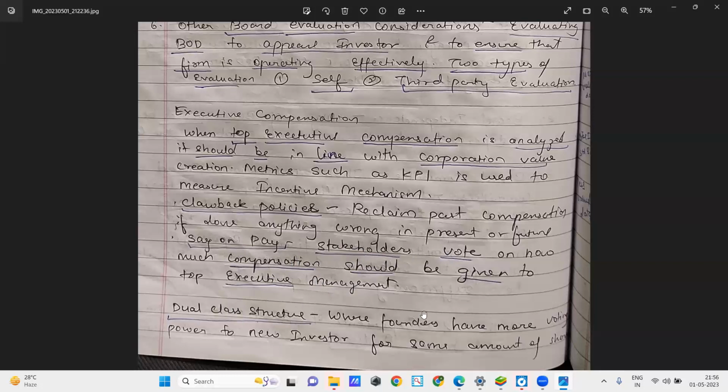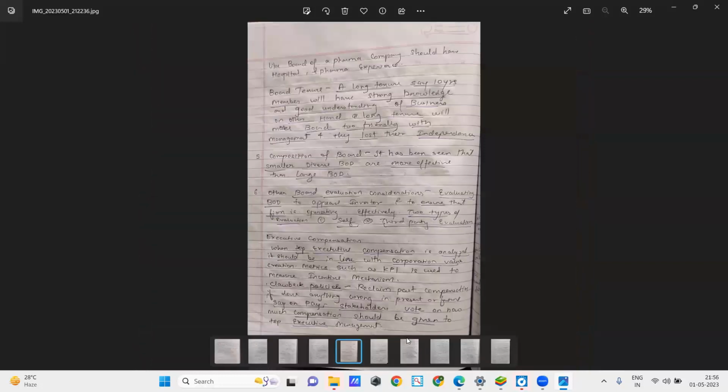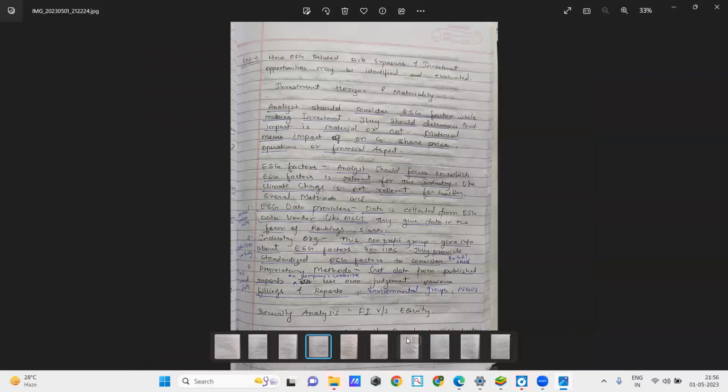The second one is the dual class structure, where founders have more voting power than new investors for the same amount of shares. Okay? Like, the founder has 1:2 voting power. For one share, he will get two voting rights, but a normal shareholder will get one.